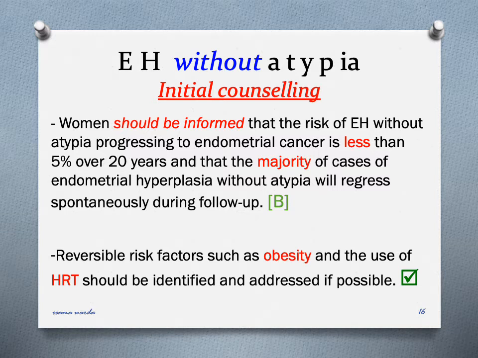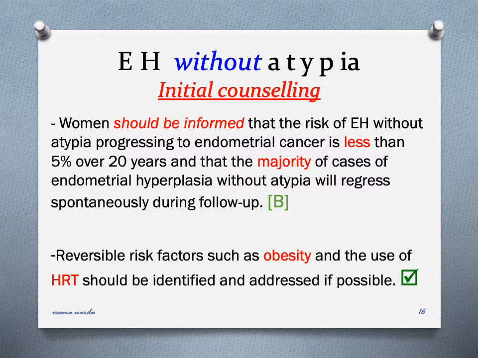Initial counseling: women should be informed that the risk of endometrial hyperplasia without atypia progressing to endometrial cancer is less than 5% over a 20-year duration, and that the majority of cases of endometrial hyperplasia without atypia will regress spontaneously during the follow-up. So regression is the rule in patients without endometrial atypia.